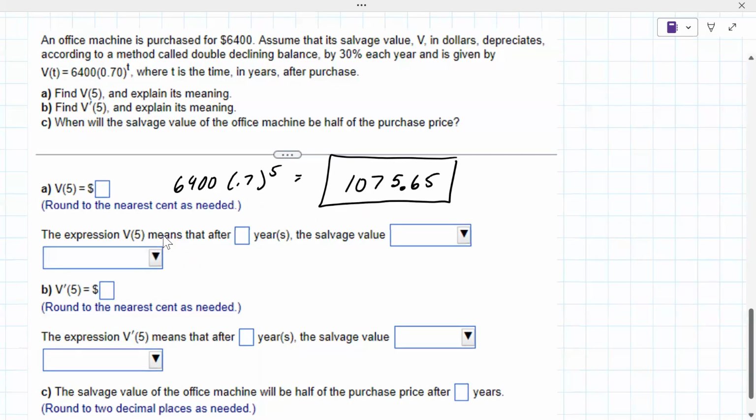All right, so the expression V of 5 means that after 5 years, the salvage value, what's in the drop down, it says is, and is changing by, it's probably this number right now, which is V of 5. Dollars, or dollars per year, or just dollars? Just dollars. Yeah. So the idea is that you sometimes care about how much something actually costs or is worth, and then you also sometimes care about what the actual rate of change is.